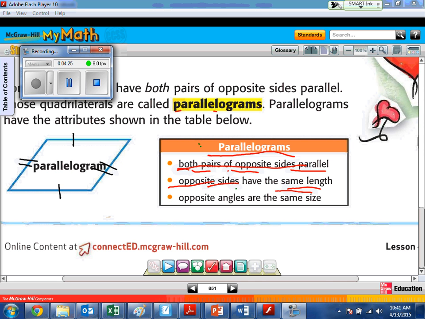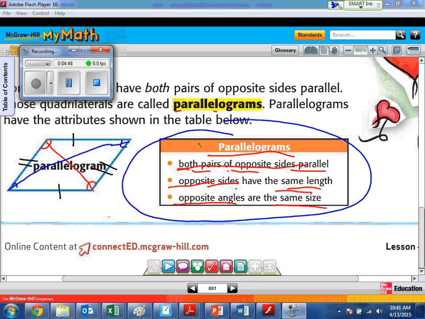We also know that the angles, opposite angles, are the same size. So again, if I take this angle and I take its opposite, this angle, they are going to equal each other. And if I take this angle and its opposite over here, this angle, they're going to equal each other. So these are the attributes of parallelograms.